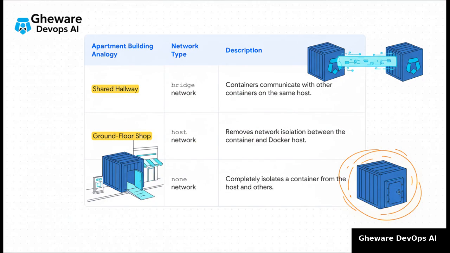So, how do we connect these different apartments? Well, Docker gives us a few options that fit our analogy perfectly. The default bridge network, that's like a shared hallway. If you're on the same floor, you can talk to each other. The host network is like a shop on the ground floor with a door right onto the street. It uses the host's network directly, so there's zero isolation. And then you have the none network, which is basically a secure bunker. Completely cut off, no network at all.